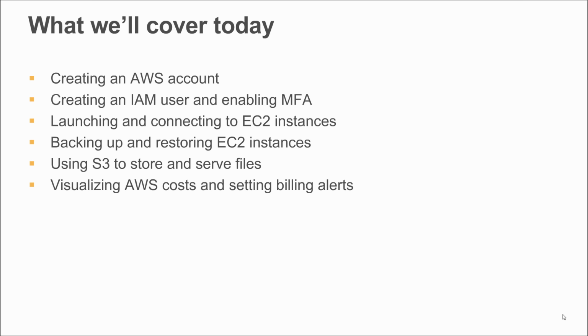So how to sign up for an AWS account, how to create an IAM user and enable multi-factor authentication to secure that account. Then we'll go over launching and connecting to EC2 instances. EC2 instances are virtual machines or servers in the cloud. Later we'll cover how to back up and restore those EC2 instances so you could run critical workloads on them. And then we'll take a look at the simple storage service to store and serve files. Finally, we're going to take a look at some of the billing tools to visualize AWS costs and set billing alerts so that you can control the spend that you're doing inside of your AWS account.